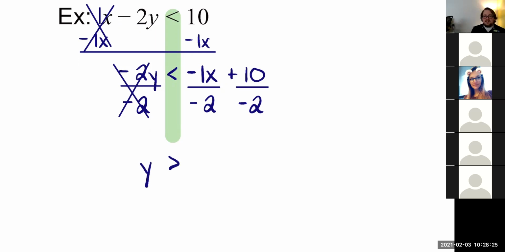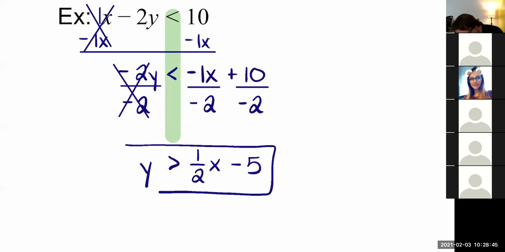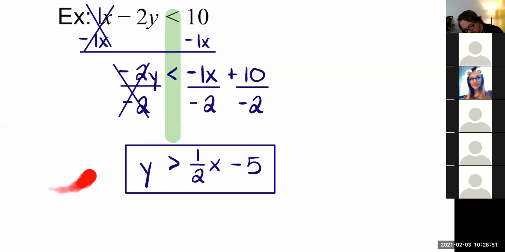Y is thankfully by itself, but just like the equations, we're going to clean up that other side. So -1 over -2 should be positive 1 over 2. Yep. Positive 1 over 2. X is still hanging out there. 10 divided by -2 is a -5. So if you want to, I didn't write it down, but you're more than welcome to, maybe off to the side here somewhere. Remind yourself that anytime you divide both sides of an inequality by a negative value, that sign changes directions.